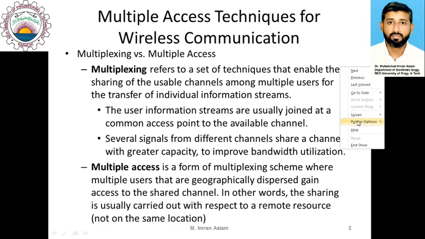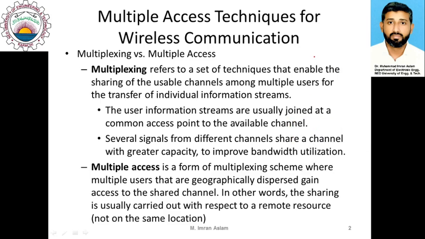We have previously used the term multiplexing repeatedly. The term multiplexing refers to a set of techniques that enable sharing of a channel among multiple users. So multiple users are allowed to transmit the signal over a common channel, and in this way the overall bandwidth efficiency or overall bandwidth utilization of the channel is improved. So we get a greater capacity in the system because we have efficiently used the bandwidth.